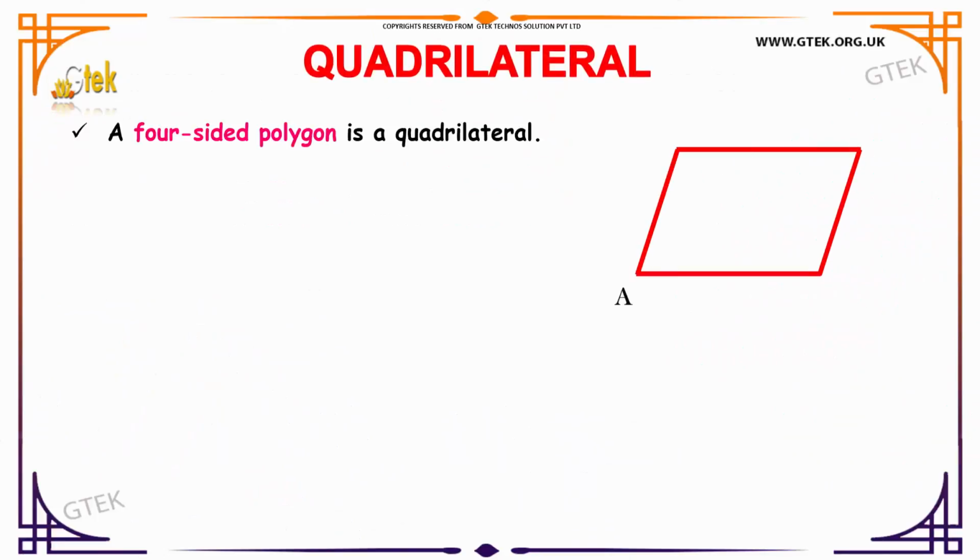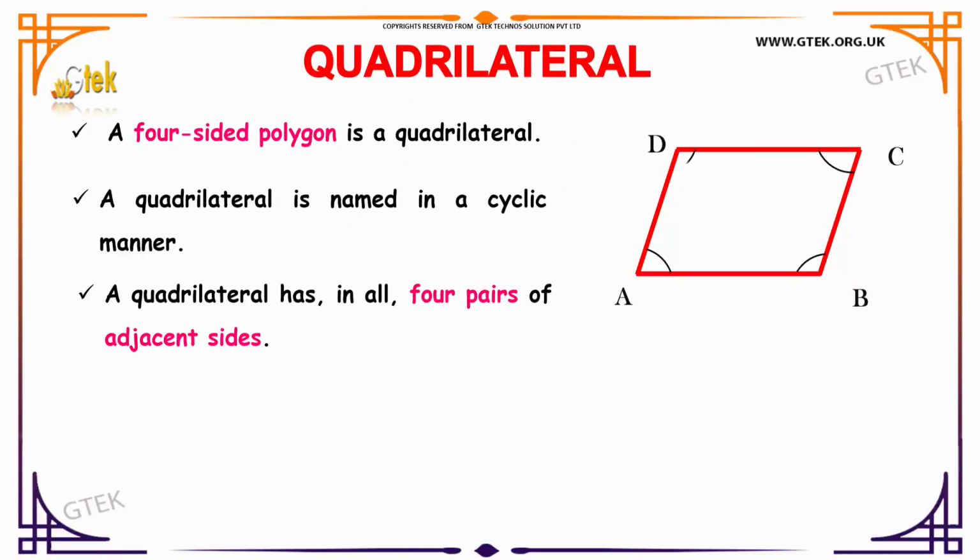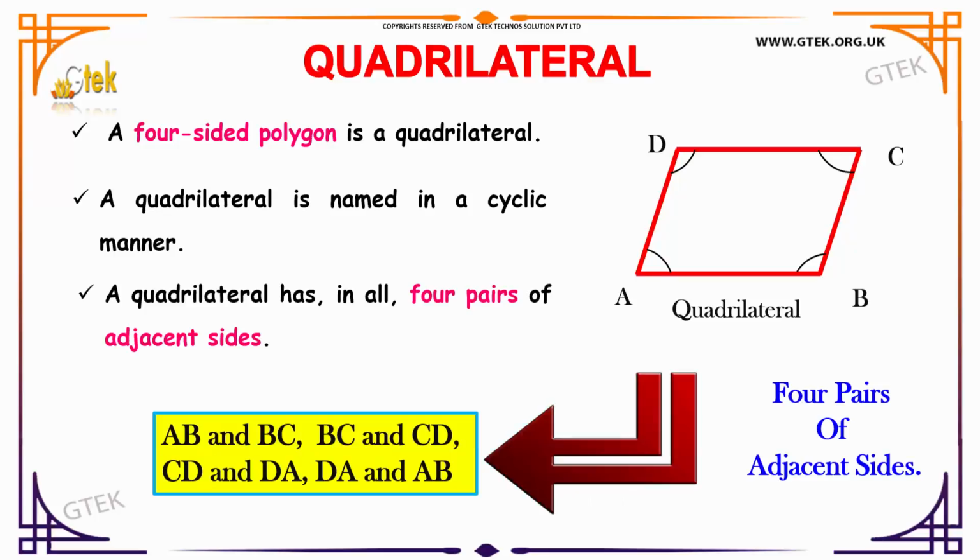Next, we are going to study about the quadrilateral. A quadrilateral is a four-sided polygon. So here, if you see, you have four sides. Any shape that is having four sides is said to be a quadrilateral. And a quadrilateral is named in a cyclic manner. The name of this quadrilateral is A, B, C and D.